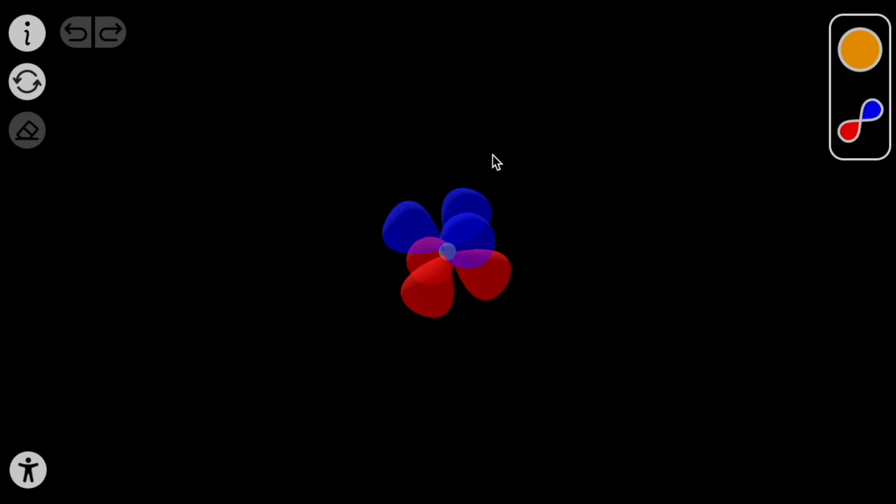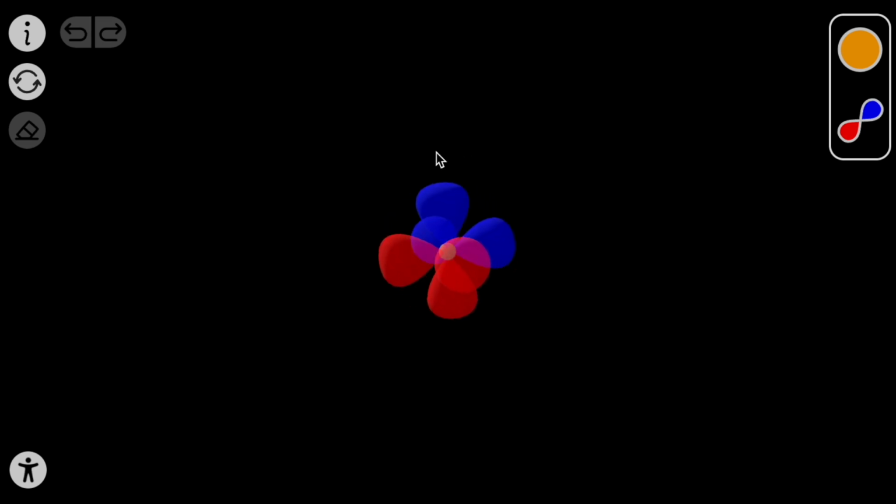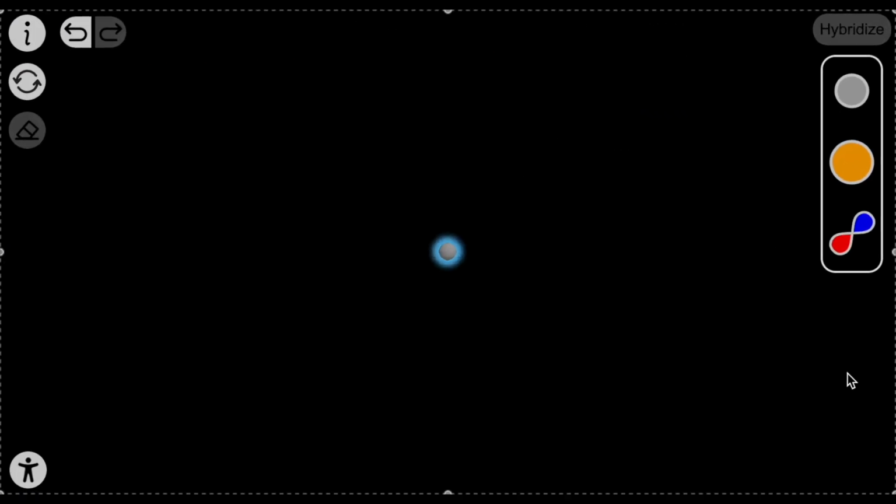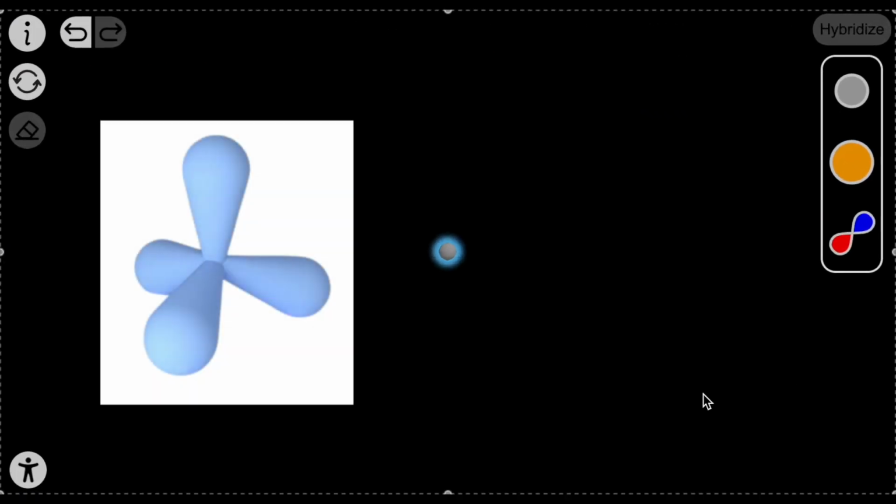So if I look here, here are my 3 p orbitals. The energy of the p orbitals is higher than that of the s orbital. Also notice that these p orbitals are at right angles to each other, and each p orbital has a node right at the nucleus. So how are we going to get that shape of the carbon?